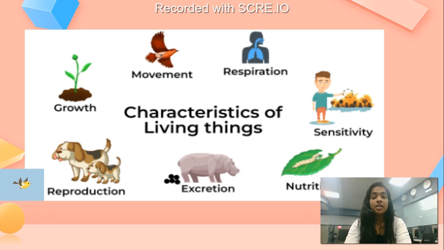First is growth. Living things grow and develop. For example, a plant grows from a seed into a fully grown plant. Reproduction. Living things can reproduce to create offspring. For instance, animals give birth to young ones and plants produce seeds. Respond to stimuli. Living things respond to environmental changes. For instance, plants grow toward light. Metabolism. Living things undergo various metabolic processes to obtain and use energy. For example, animals eat food while plants perform photosynthesis.